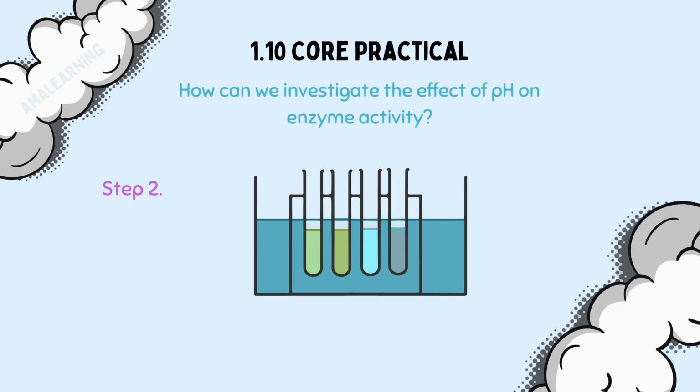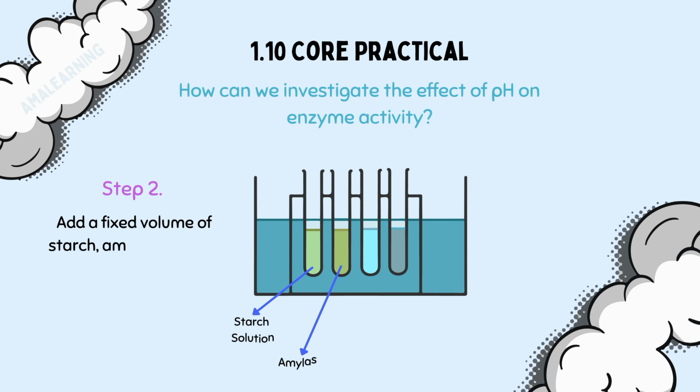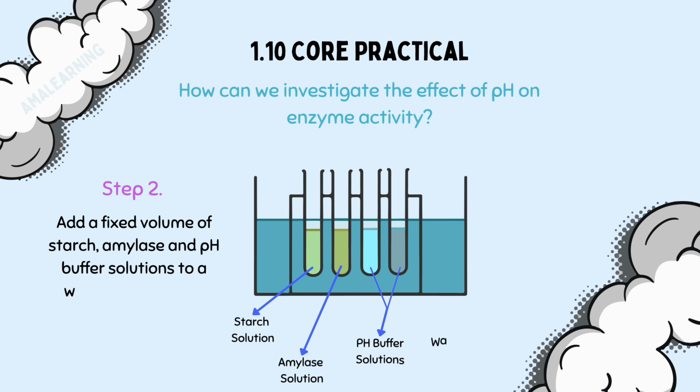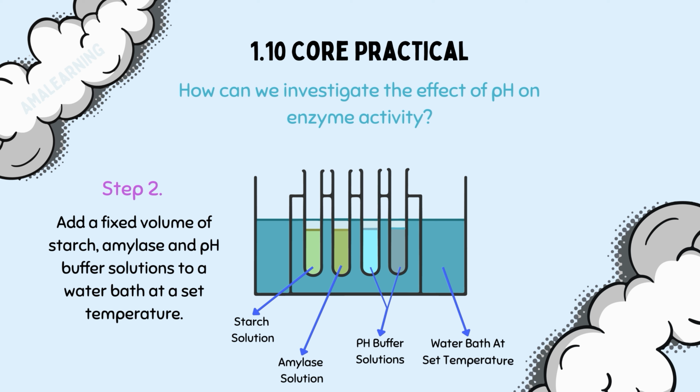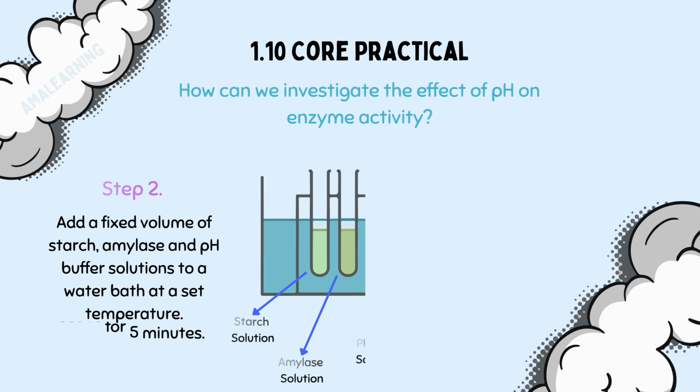Step 2. Add a fixed volume of starch, amylase and pH buffer solutions to a water bath at a set temperature. Leave for 5 minutes. For step 2, it is important to note that amylase is an enzyme that breaks down starch into glucose. The water bath will be set around 35 to 40 degrees as this is the optimum temperature for amylase activity.